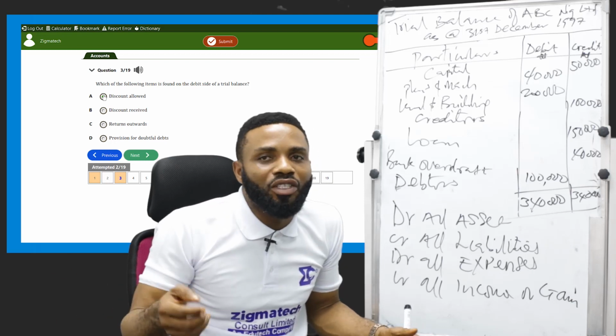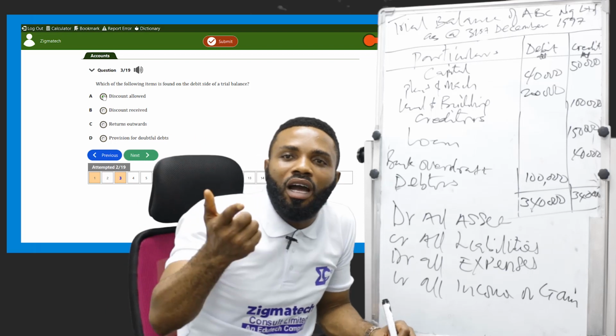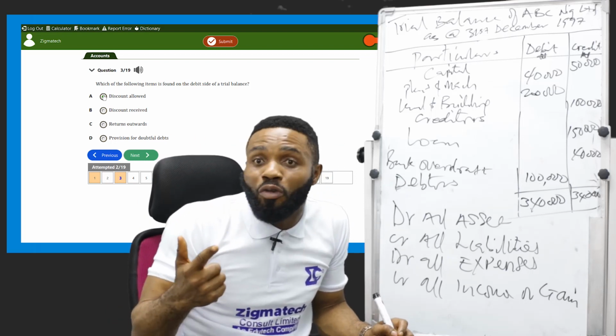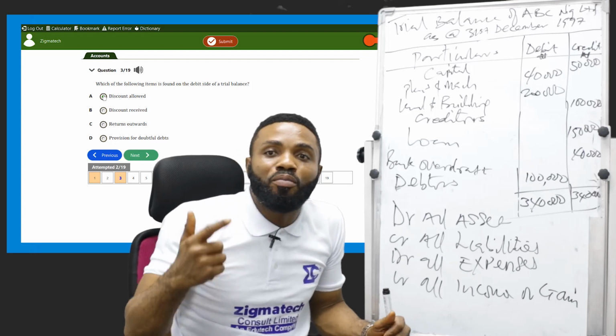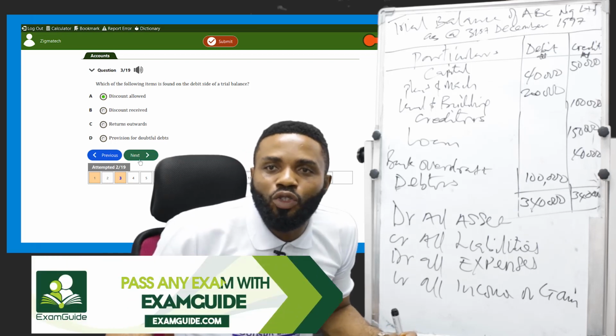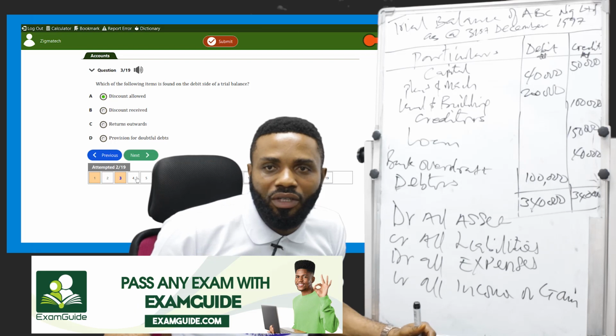When you give out discounts, you treat it as an expense. Discount received is an income. Return outwards is going to be an income as well. And then provision for doubtful debt is a liability. So all of them will be on the credit side apart from discount allowed.